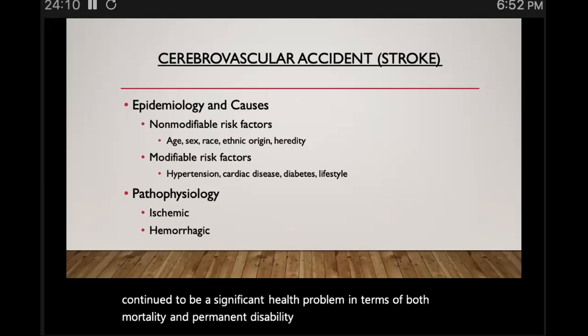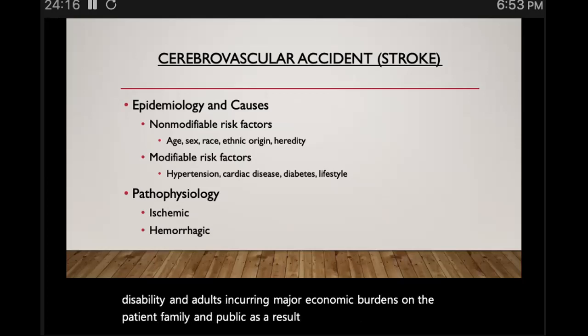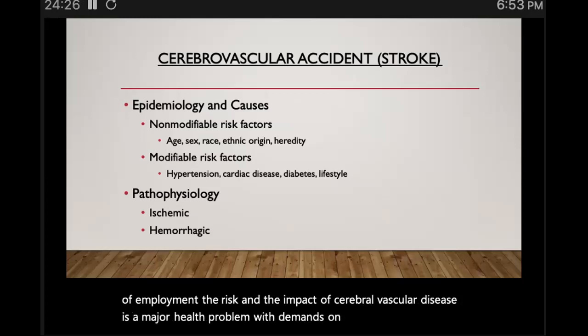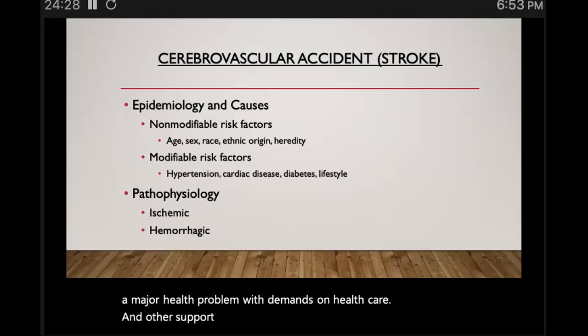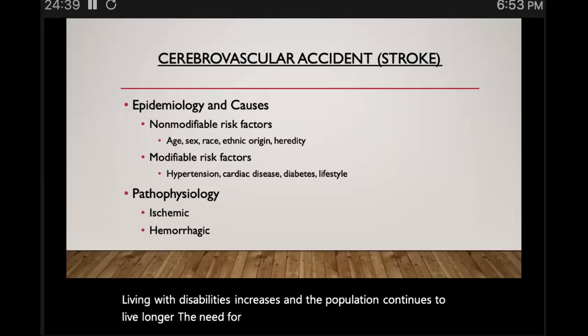Stroke is a leading cause of disability in adults, incurring major economic burdens on the patient, family, and public as a result of direct medical cost and loss of employment. The risk and impact of cerebrovascular disease is a major health problem, with demands on healthcare and other support systems that will continue to grow as the number of stroke survivors living with disabilities increases and the population continues to live longer. The need for continued improvement in stroke prevention, the control of risk factors, and acute management of stroke is critical.